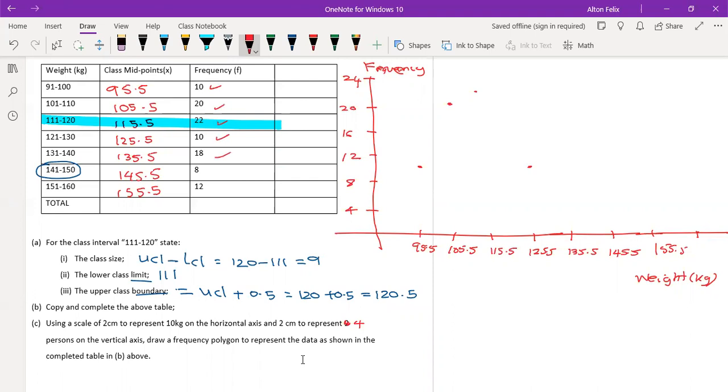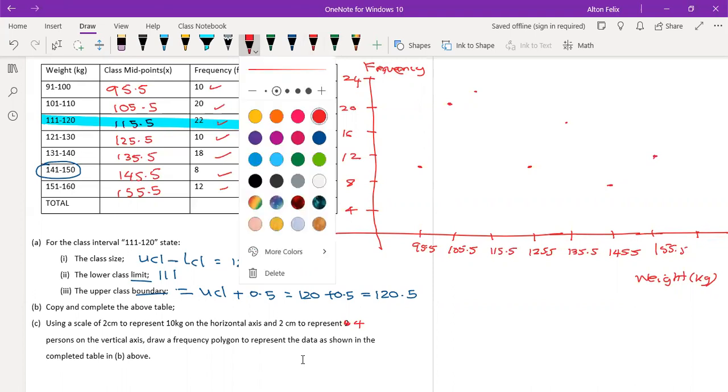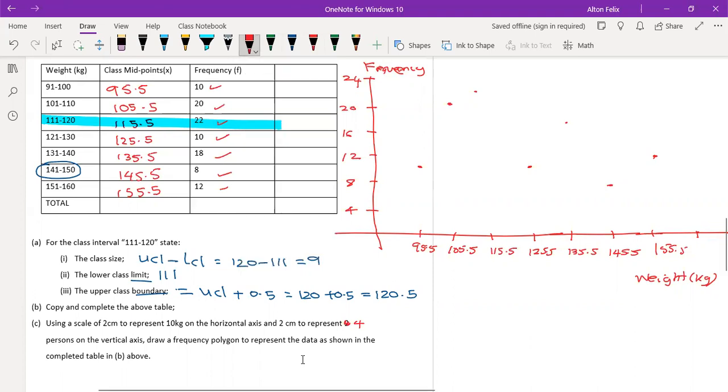Then we have 18 for 135.5. 18, that's about midway between 16 and 20, that's about here. And then we have 8 for 145.5. Well, 8 is about there. And 155.5, we got 12. 12 would be right here. So the first part of drawing the frequency polygon would be you would connect your dots.